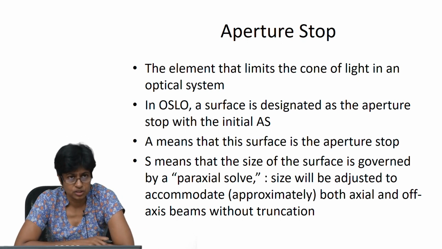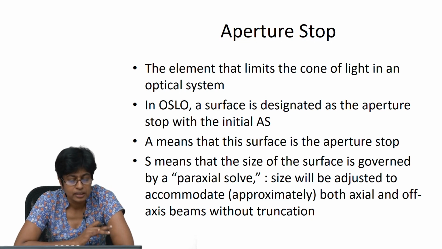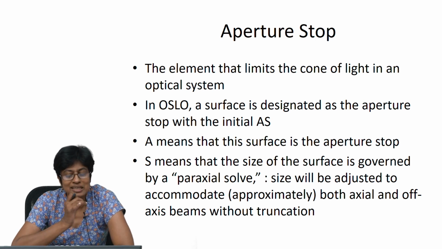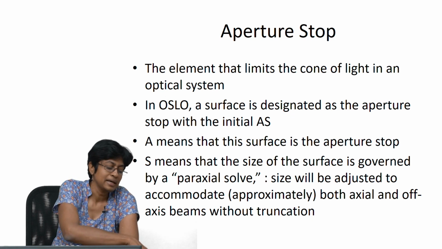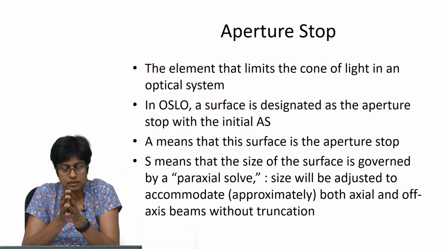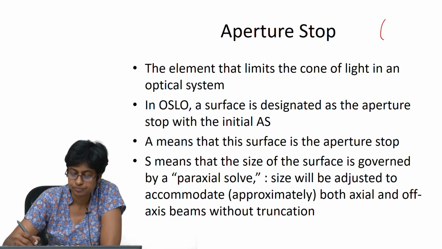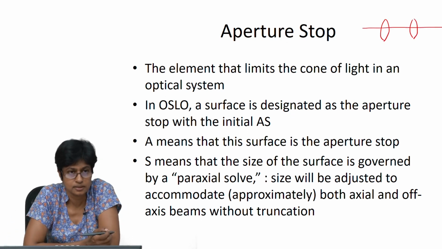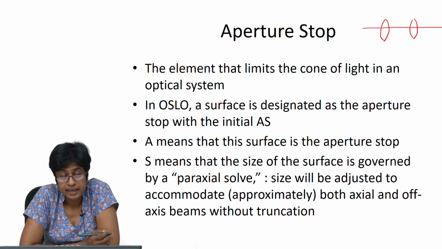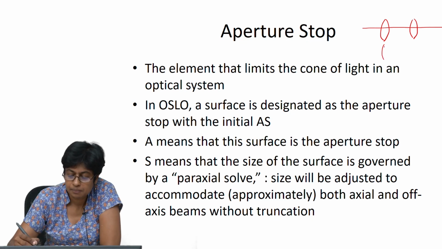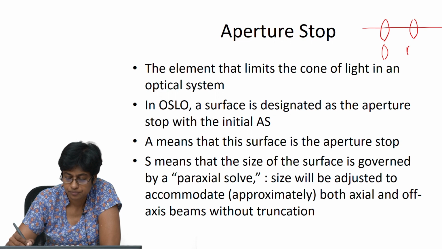So the aperture stop is a very, very important element in the system. It's the element that limits the cone of light in an optical system. Now, what do I mean by limit the cone of light in an optical system? You might consider a system having more than one lens in it. So let's say you had an optical system that comprised two lenses. They may be of the same size, they may be of different sizes.